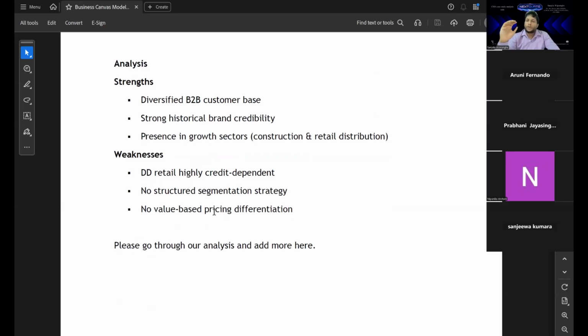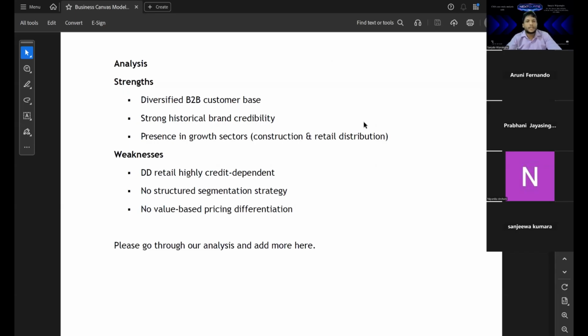I told you, first of all, we are going to identify the strengths and weaknesses, right? Under strengths: diversified B2B customer base, strong historical brand credibility. Under SWOT analysis also you have learned them, right? Presence in growth sectors, construction and retail distribution. Those are given in the case study. You can simply refer to them, or you have already learned them. You need to remind yourself, this is how it works, because you have analyzed this.